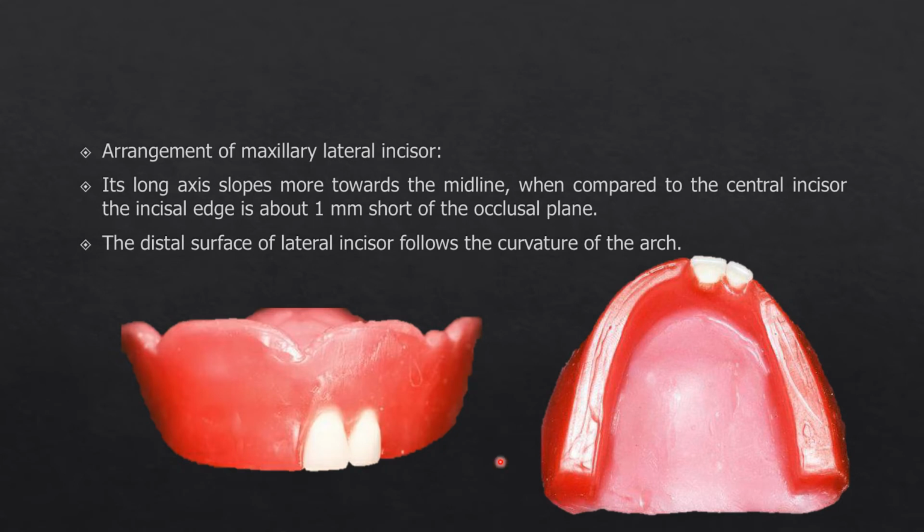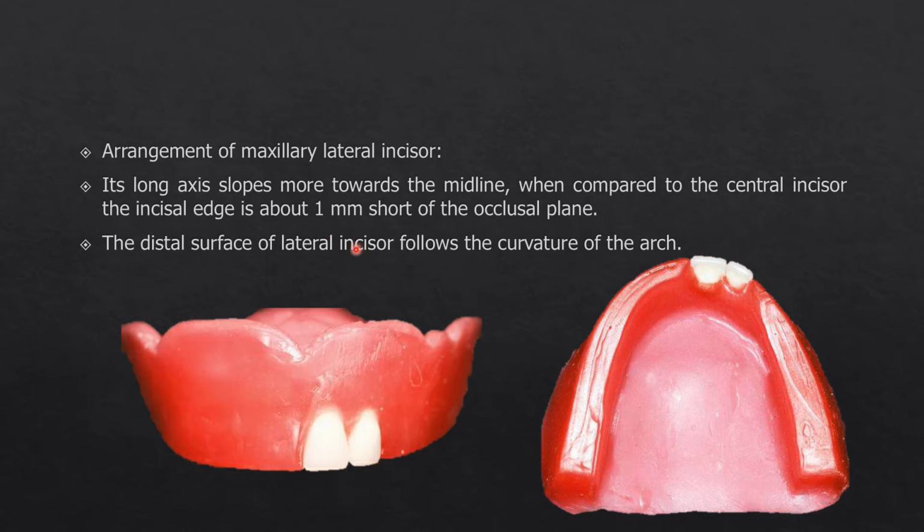Now coming to the arrangement of the lateral incisor. Lateral incisor is arranged with its long axis slightly towards the midline. That is, we tip the lateral incisor slightly so that the incisal edge is more leaning towards the midline of the maxillary wax rim, and the cervical part of the lateral incisor is slightly sloping distal. So this is set at 1 mm above the occlusal plane, that is, in a glass plate relationship, the lateral incisor will be 1 mm above the glass plate and not touching it.